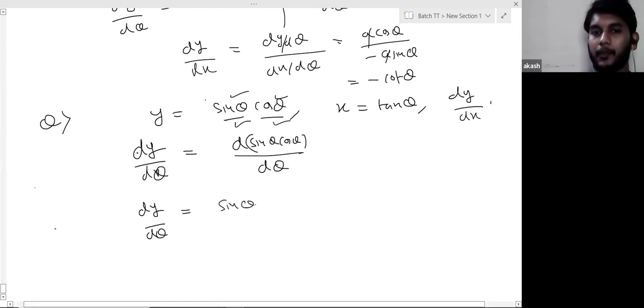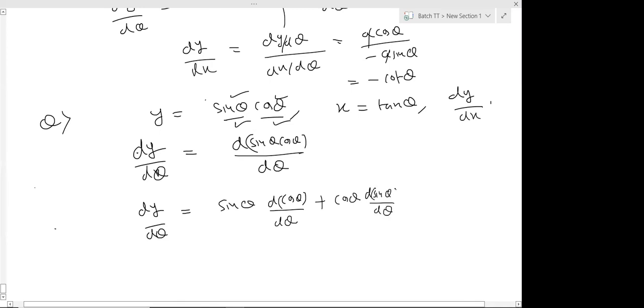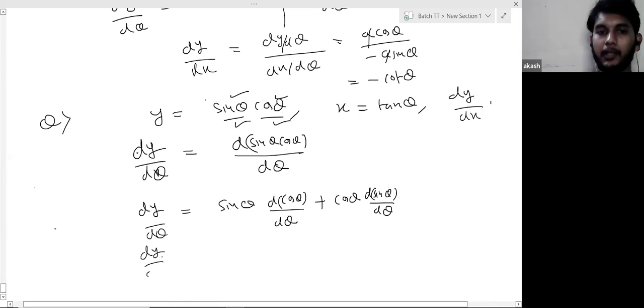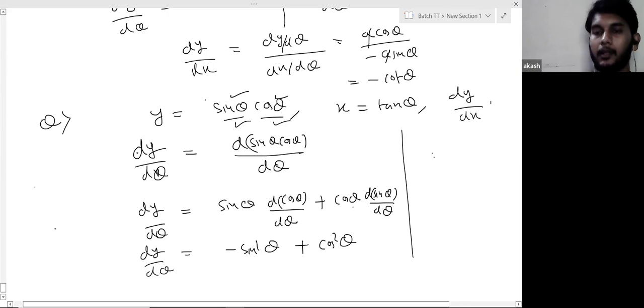So sin theta into differentiation of cos theta plus cos theta into differentiation of sin theta. Yes, sir. Right? So dy by d theta equals sin theta times the differentiation of cos theta, which is minus sin theta. So minus sin square theta plus cos theta into cos theta, so cos square theta. This is the differentiation. And x is tan theta, so dx upon d theta is sec square theta.